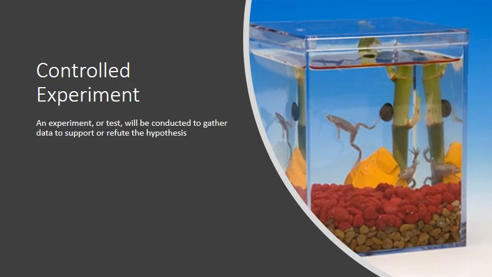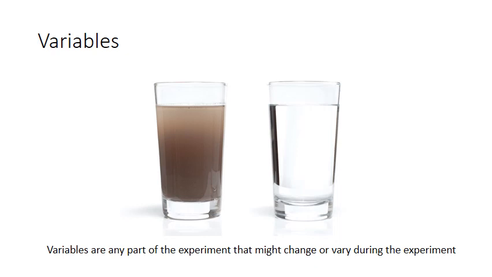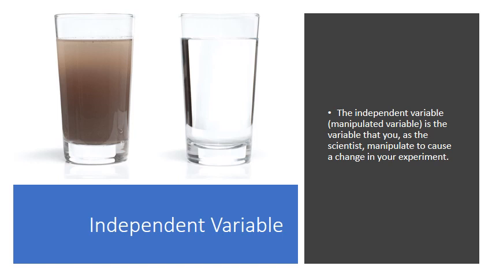The trick we're going to need to deal with a controlled experiment is we need to really look at our variables. Variables are any part of the experiment that might change during the experiment. You want to keep as many variables as you can consistent, so that the only variable that you're looking at, the only variable that might change, is the one that you're interested in. That's called the independent variable. The independent variable is the variable that you as the scientist caused to change. The thing that you are interested in.